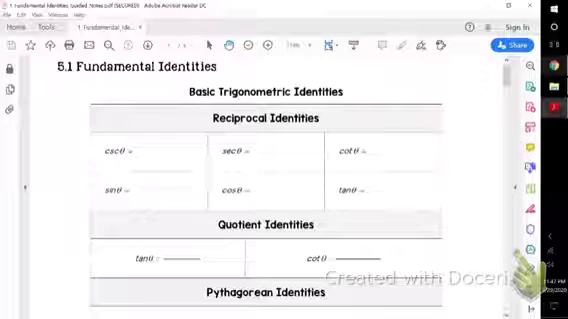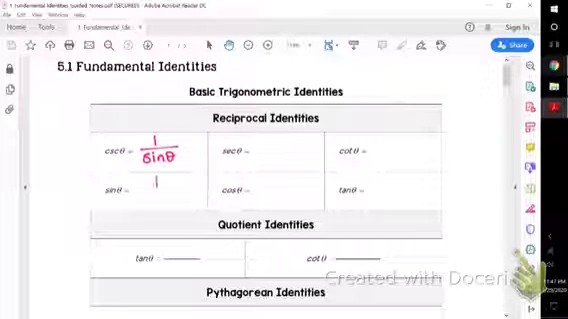And you know the reciprocals. What's a reciprocal of cosecant? It's sine. And so cosecant of theta is equal to 1 over sine of theta. But then right below that, it tells us then sine of theta is equal to, well, we know then it's going to be the 1 over cosecant of theta. It's reciprocal.